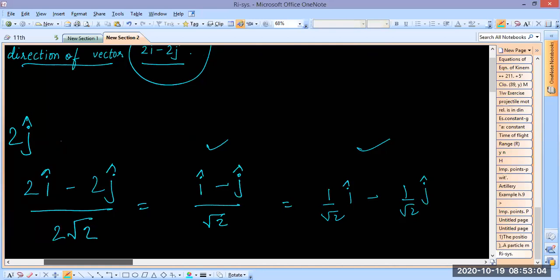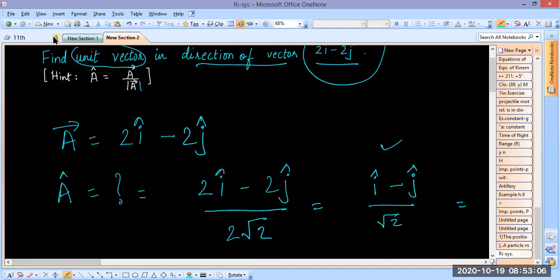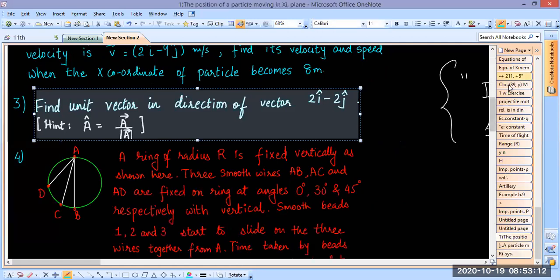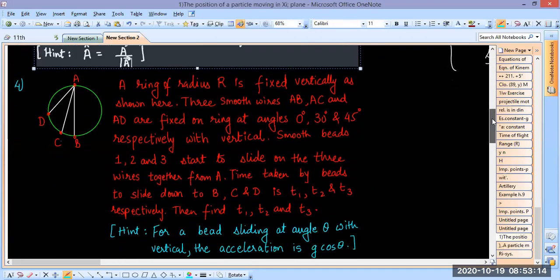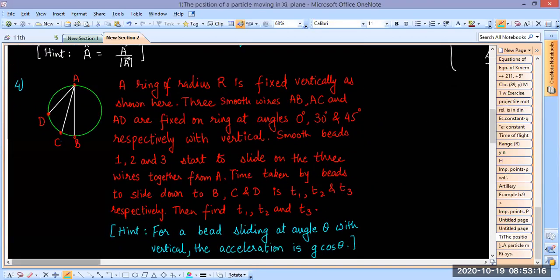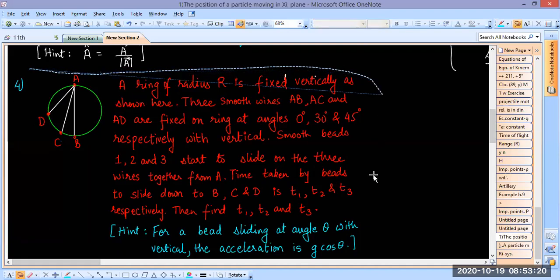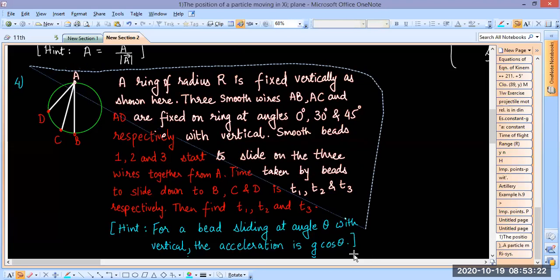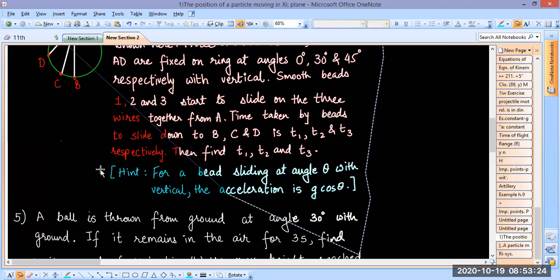Okay, let's take the next one now. All right, fourth one. This was the toughest question in this whole homework, right? This was the toughest.